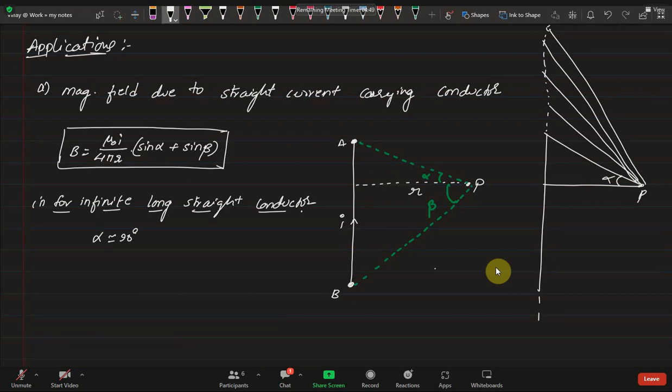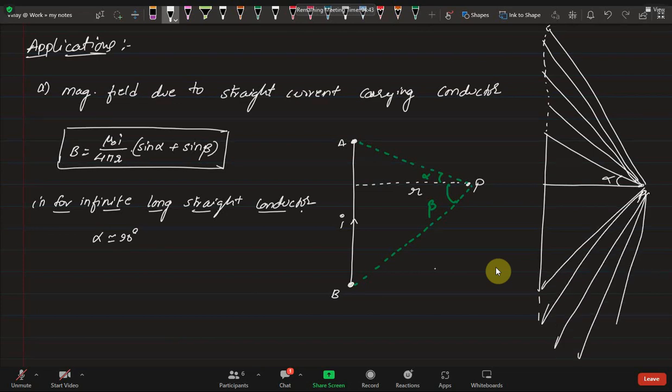And similarly, on the other side the beta value also increases, and if you go up to infinity, beta is approximately equal to 90 degrees. Now substitute alpha 90, beta 90. Then magnetic field B is equal to mu naught I by 4 pi r into sine 90 plus sine 90. Sine 90 is 1, sine 90 is 1, 1 plus 1 that is 2. Cancel 2 by 2. Then magnetic field B is equal to mu naught I by 2 pi r.